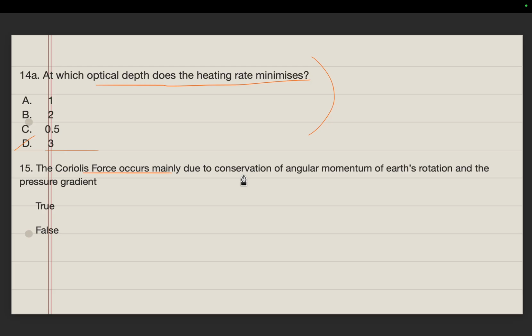Okay. This Coriolis force is mainly developed due to the conservation of angular momentum, or only developed for the conservation of angular momentum. It has no dependence on the pressure gradient. So this statement, question 15, is false.